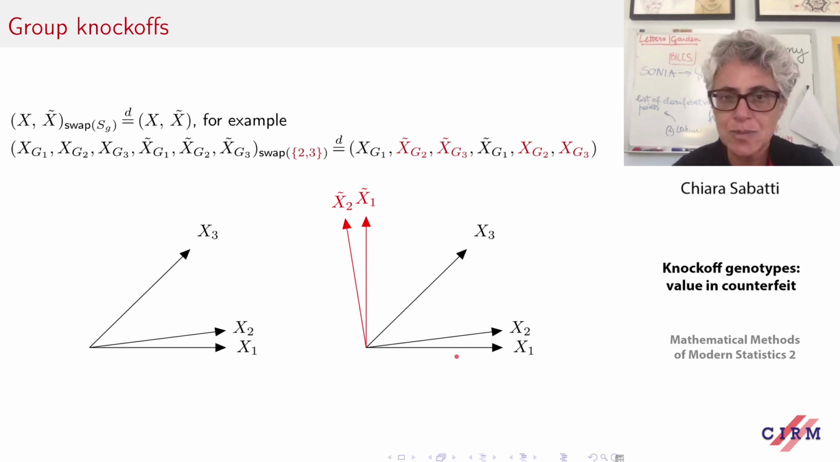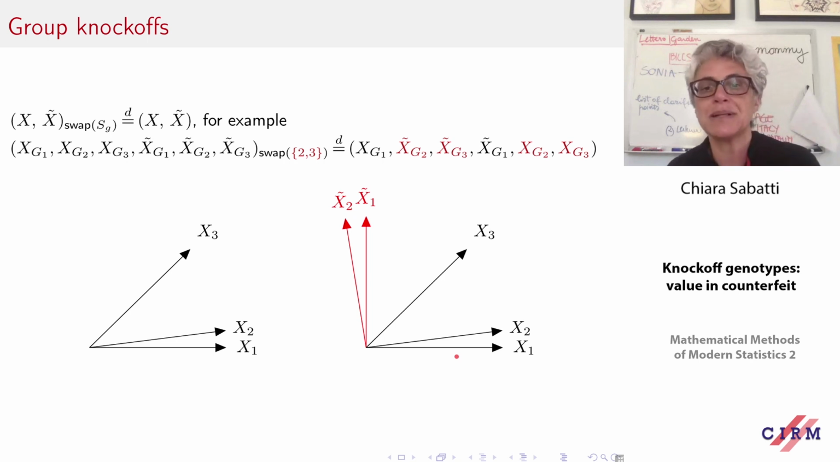So this group knockoffs, where the exchangeability holds only across groups rather than within groups, allows us to move these correlated variables together and move them farther apart from their originals.